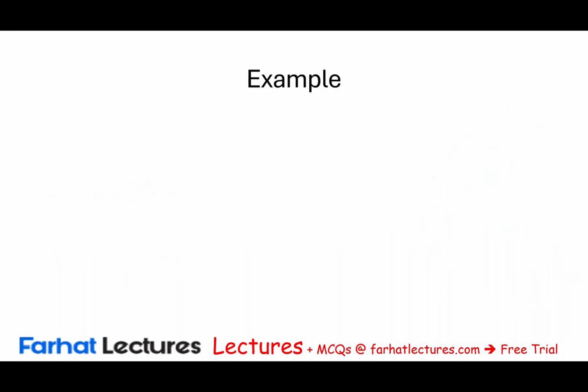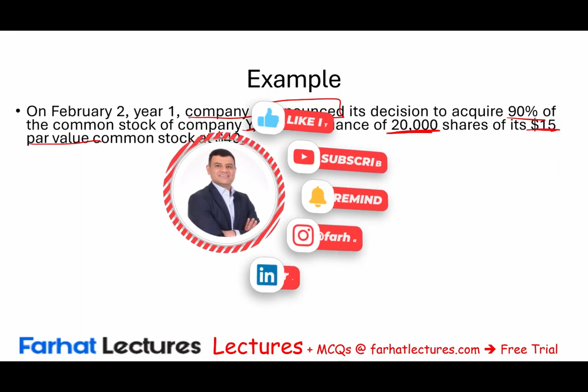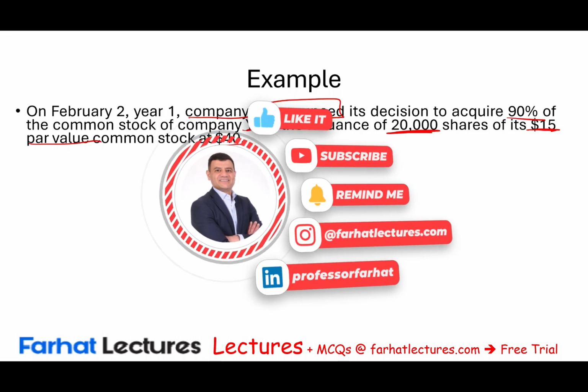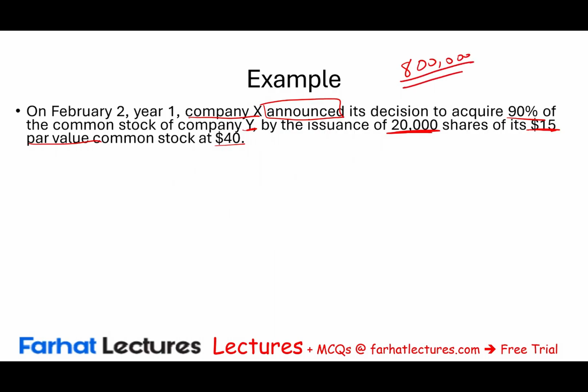Now, the best way to illustrate this is to actually look at an example, just to show you how this all fits together. On February 2nd, year one, Company X announced its decision to acquire 90% of the par value of the common stock of Company Y. So X is buying Y. And how are they doing that? By issuing 20,000 shares of their $15 par value stock. It's traded at $40. Remember, this is the announcement date. If we are taking the announcement date, 20,000 shares times $40 equals $800,000. But this is the announcement date.